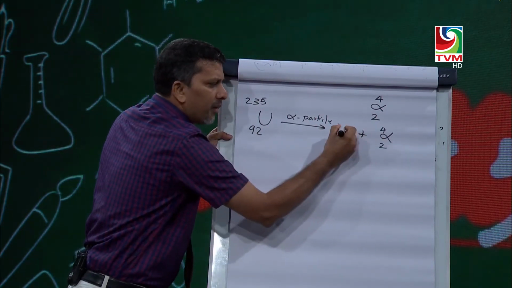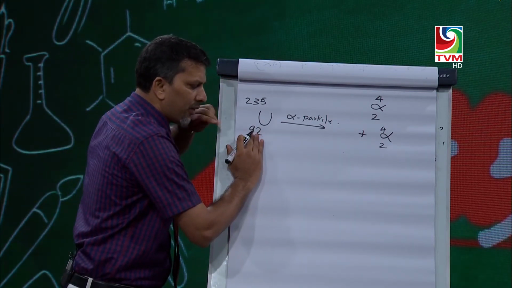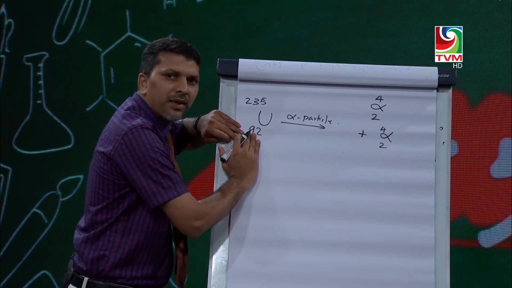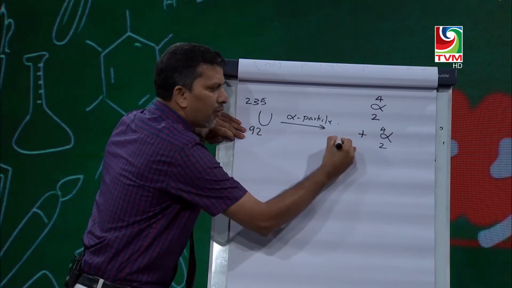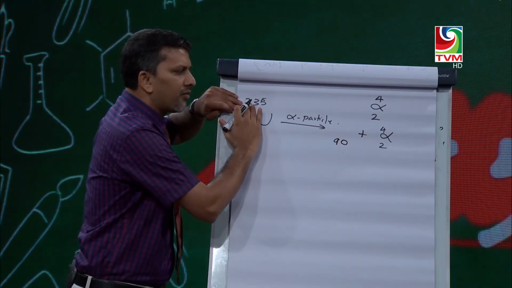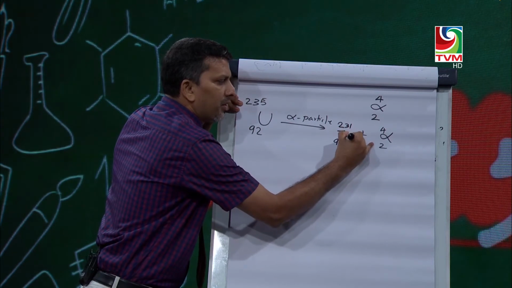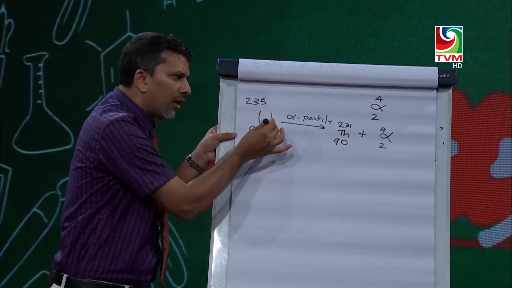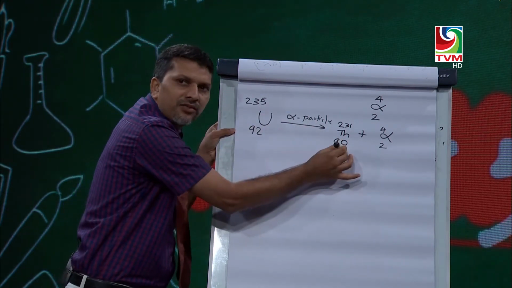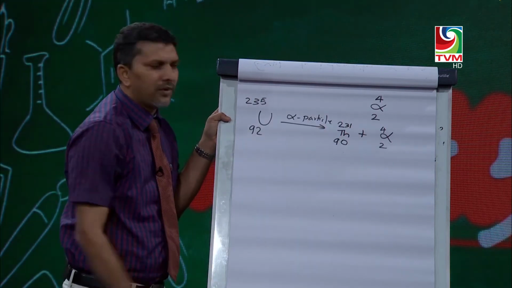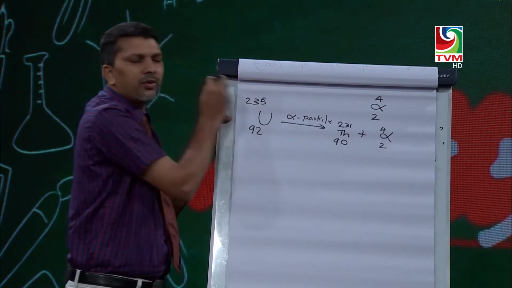So what will be the new element's atomic number? When an alpha decay occurs, the atomic number decreases by 2. Look, 92 minus 2 is 90, and the mass number decreases by 4, so it is 231. That is another element, thorium. Now look, when alpha decay occurs, the new element has atomic number less by 2 and mass number less by 4. So when we add these back, 90 plus 2 we get 92, and 231 plus 4 is 235.